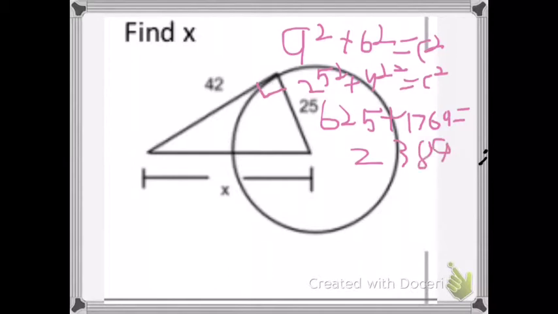Now we must find the square root of the number 2389. So you just enter that into your calculator, use the square root option, and you will find that your answer is 49. So x equals 49.